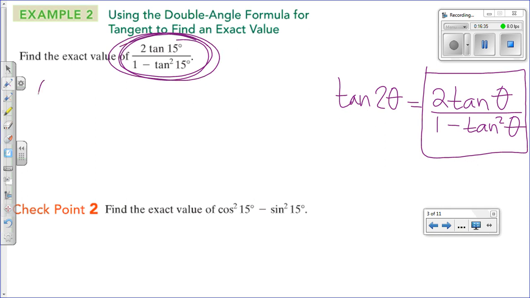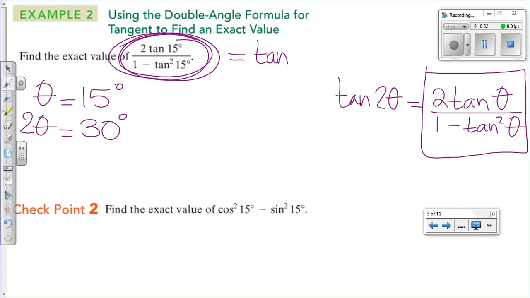15. So here it's telling us that theta is equal to 15 degrees. So what will 2 theta be? 30. Right? 2 times 15. So what this formula is telling us is the value of tangent of 2 times 15, or in other words, the tangent of 30 degrees. Okay, and so the tangent of 30 is what, guys?